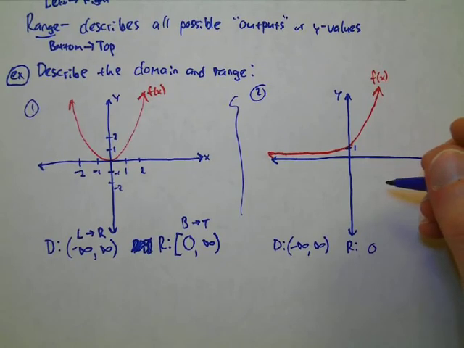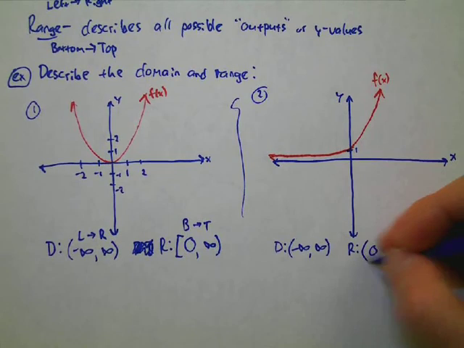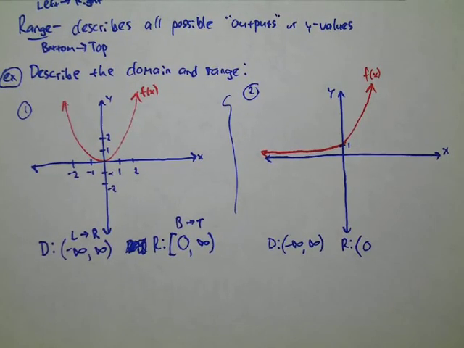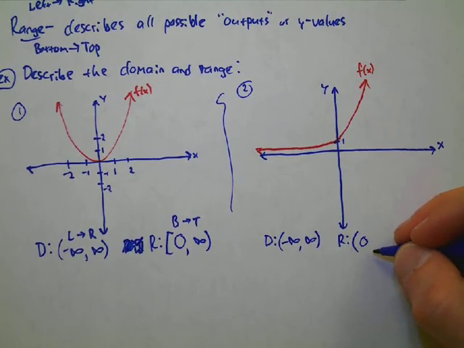And the range. Again, range is bottom to top. Now, what does it look like the lowest y value is going to be here? Forgive my bad drawing. Yeah, it's going to be 0. 0 is the lowest.